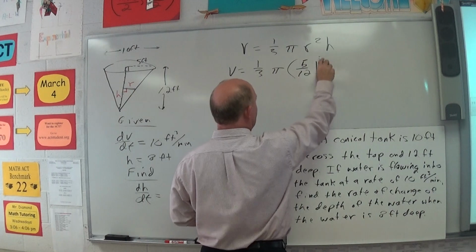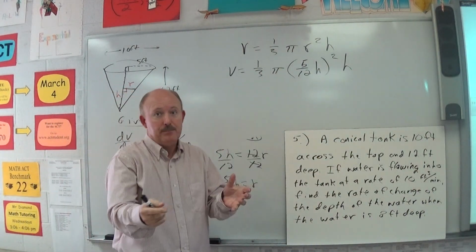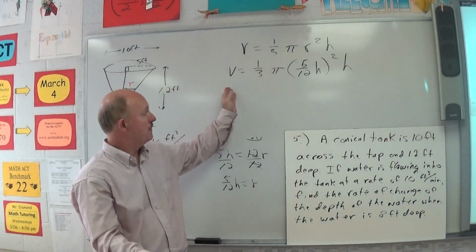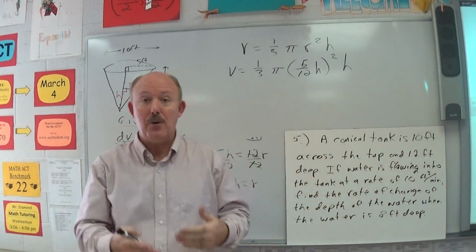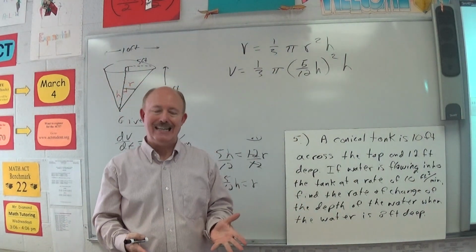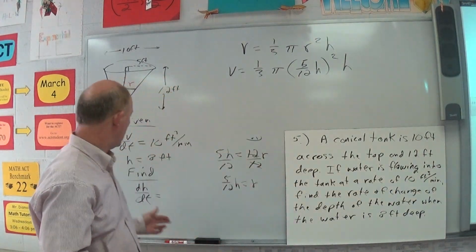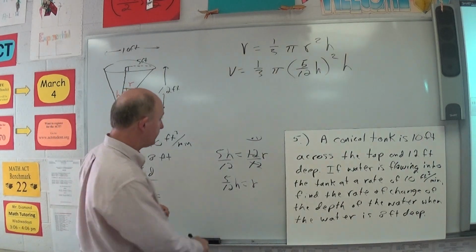5 over 12 times H squared times the height. Now, by substituting in, we have a volume formula in terms of V and H only. So only 2 variables. We don't have to use the product rule now. To use the product rule with this problem, we would have had to be given more information than what we're given here. All right, so this is our problem.